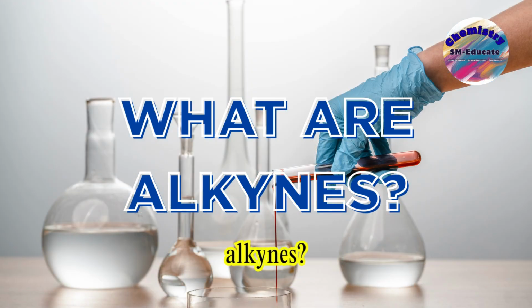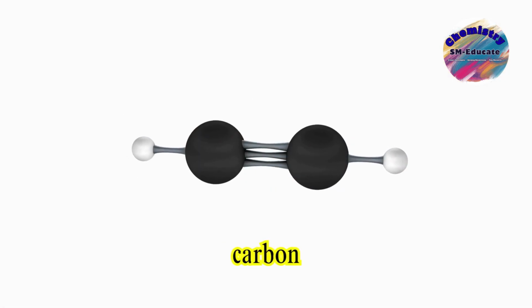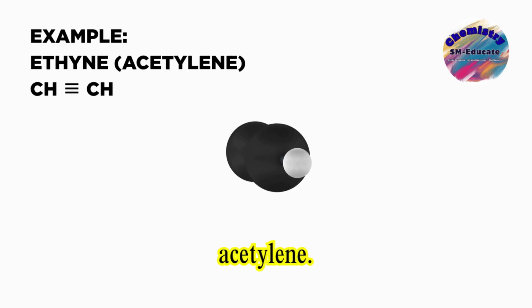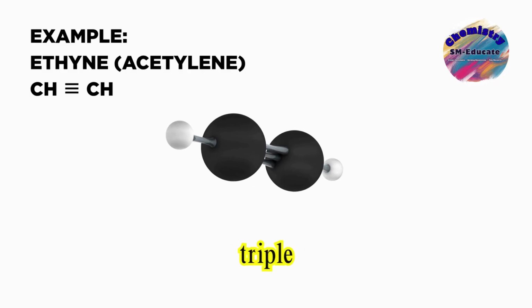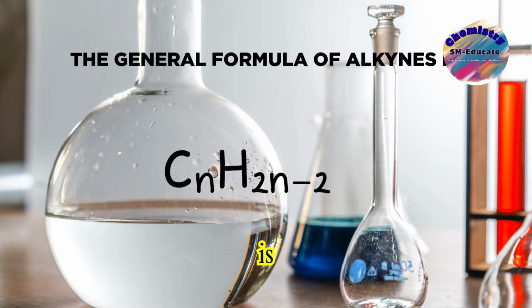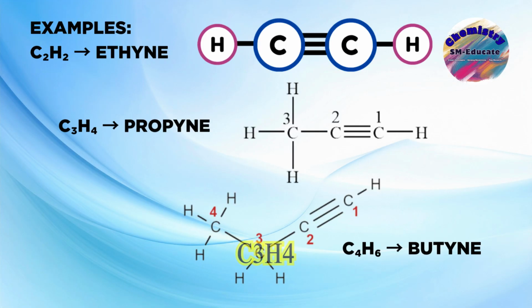What are alkynes? Alkynes are hydrocarbons that contain at least one triple bond between carbon atoms. Example, ethyne, acetylene, C₂H₂. Notice the triple bond between carbon atoms. General formula of alkynes. The general formula of alkynes is CnH2n-2. Examples: C₂H₂ ethyne, C₃H₄ propyne, C₄H₆ butyne.